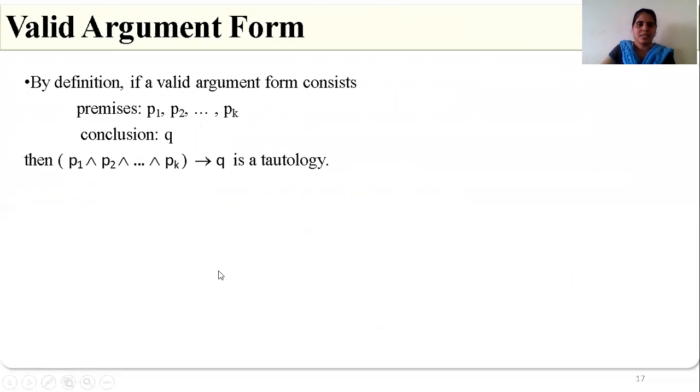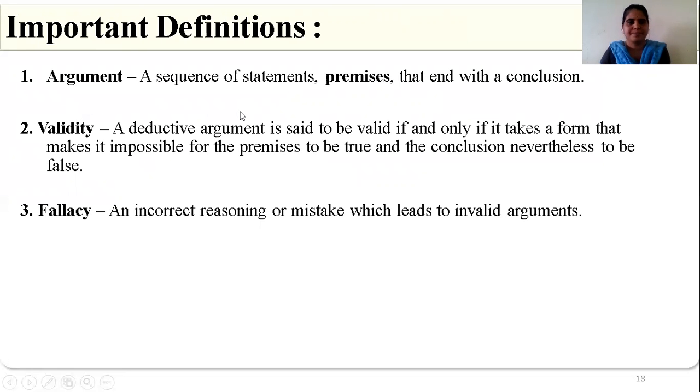Okay, this is again the representation of a valid argument form. By definition, if the argument is valid, we have premises P1, P2 up to Pk, and the conclusion is Q. Then we can say the given argument is valid when P1 and P2 and P3 and so on up to Pk implies Q is a tautology. That means if the premises are true, the conclusion should be true. Then we say that the given argument is a valid argument.